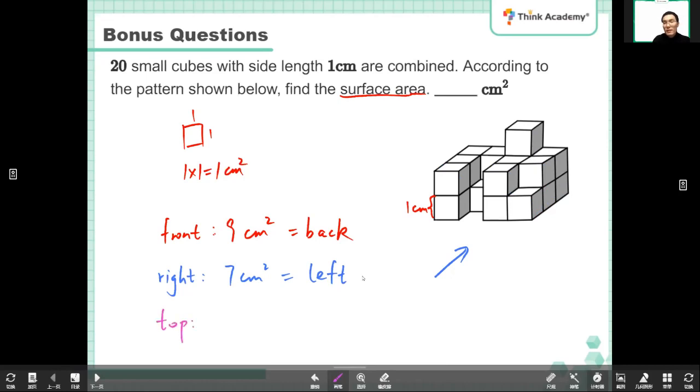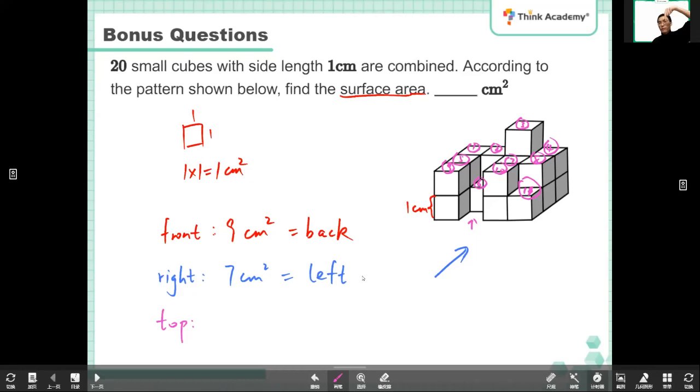Okay, so let's count again, from top to bottom. 1, 2, 3, 4, 5, 6. This is a quite common mistake students make. They won't consider this one. 7, 8, 9. There's nothing here. 10, 11. So they don't have to be at the same height, everyone, to be at the top for the top view. As long as there are no cubes blocking it, you will see it on top.